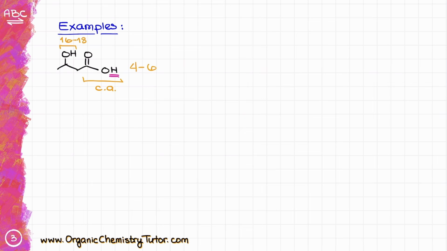If I were to draw a conjugate base that I would make by deprotonating my carboxylic acid functional group, I would get something like this. This functional group does exhibit resonance, which means that my negative charge is going to be stabilized by the resonance. It's going to be delocalized. So I do have resonance stabilization there.